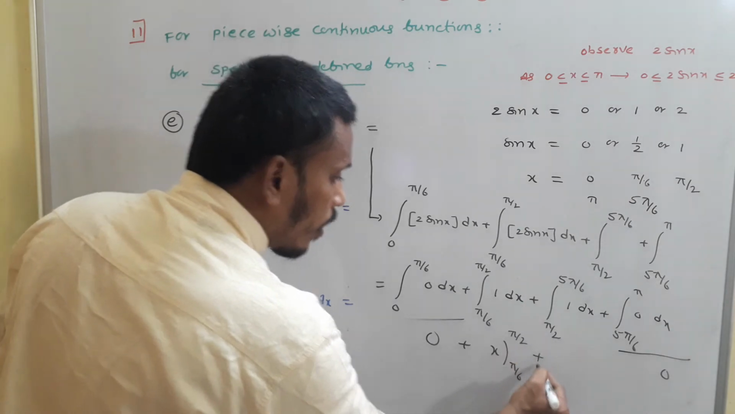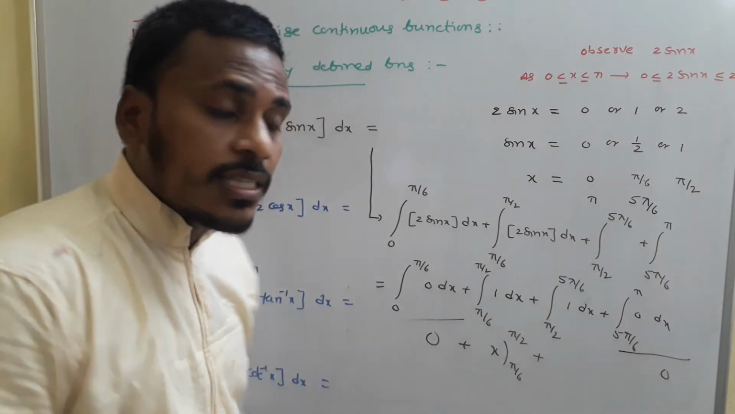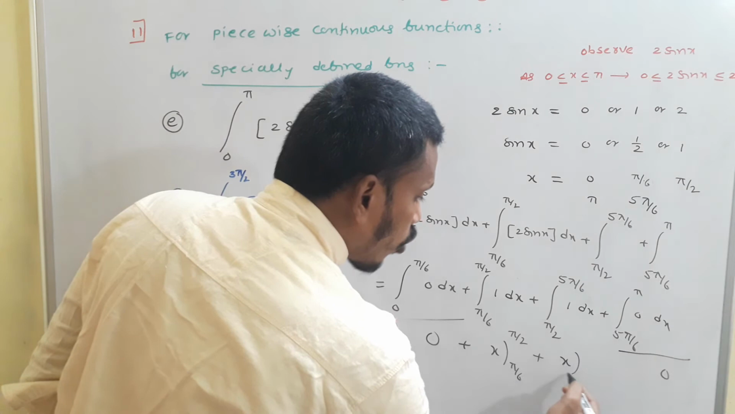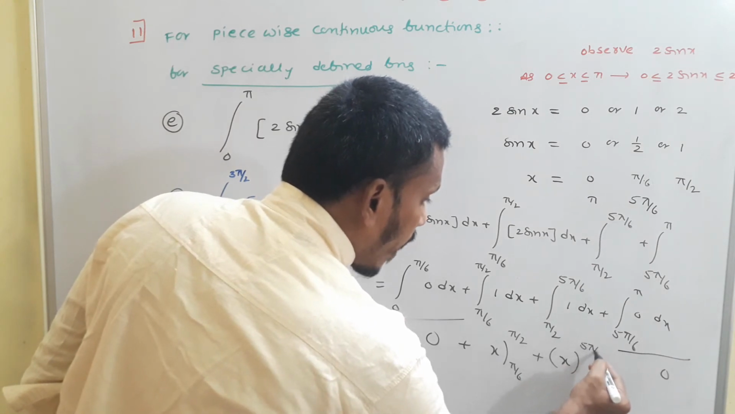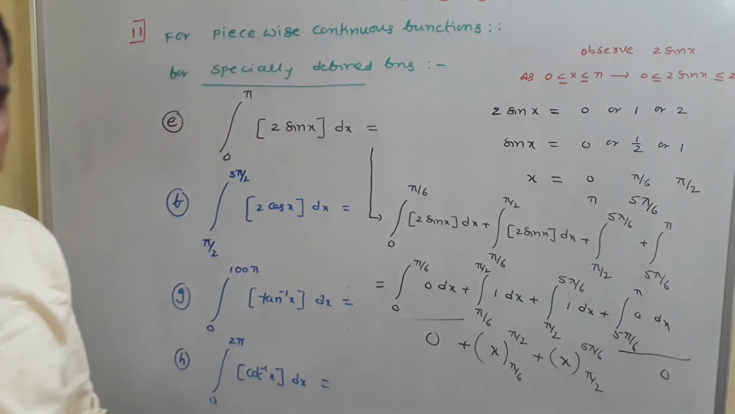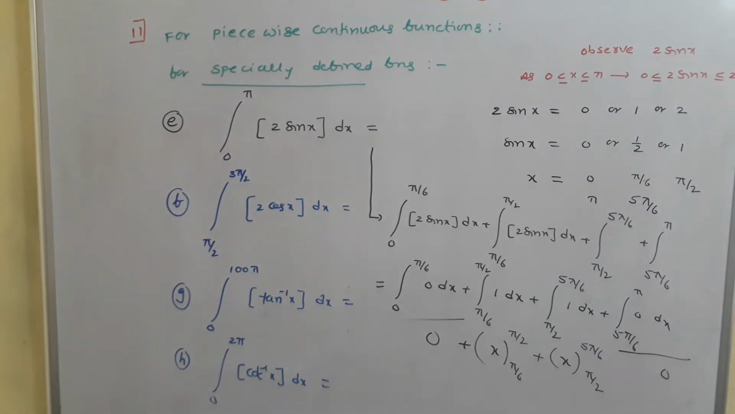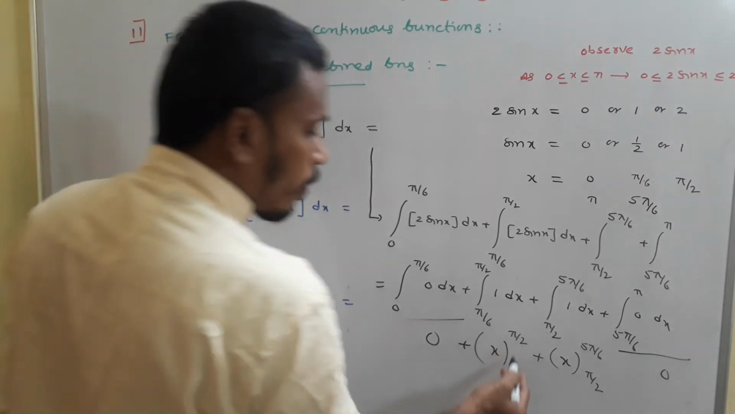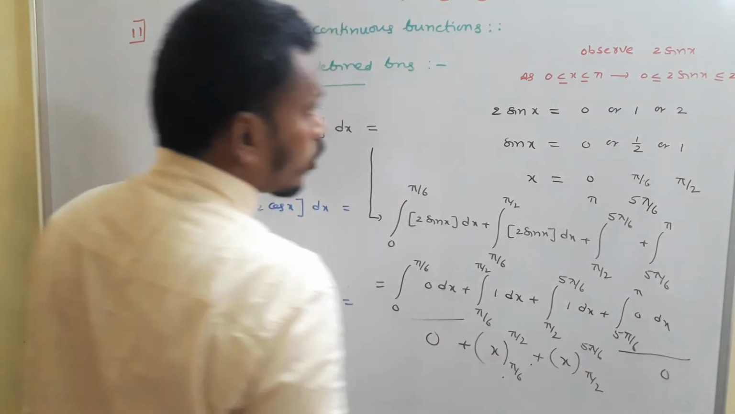Plus here again integral 1 dx. So integral 1 is x and we need to apply the limits 5 pi by 6 to pi by 2. This is what we need to calculate at the end. Okay, have a look. What we need to write? Upper limit minus lower limit plus upper limit minus lower limit.